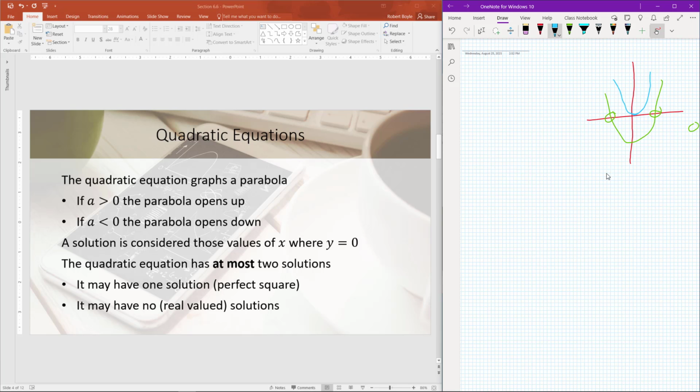And then also it's possible for a parabola to have absolutely no real valued solutions. For example, let's use this parabola here. Since it doesn't cross the x-axis, it does not have what we would call a real valued solution. It actually does indeed have a solution, but that solution is a complex number and not a real number, and complex numbers are beyond the scope of this course.